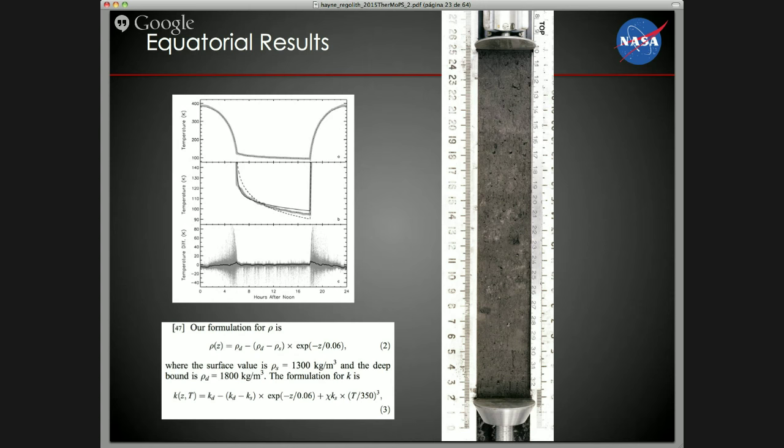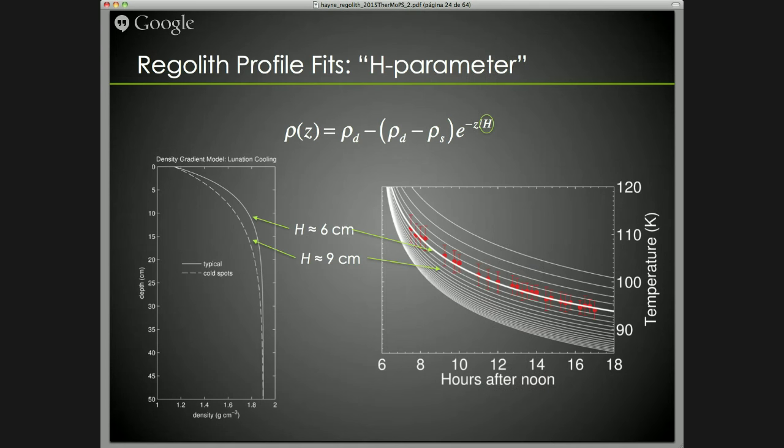So we can actually map variations on the lunar surface in this thermal inertia, or thermal diffusivity, basically. And this is the formula that we use for the density as a function of depth. And the parameter that we allow to vary over the lunar surface is this H parameter, which is essentially the scale height or the E-folding depth of the density and conductivity. We assume that the conductivity is proportional to density. I can get into that more afterwards if you want.